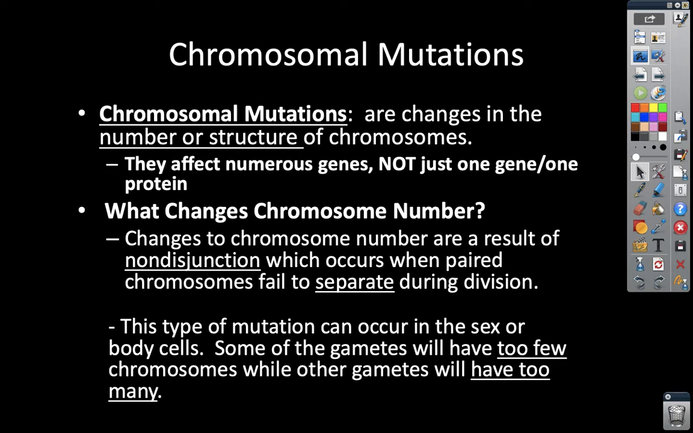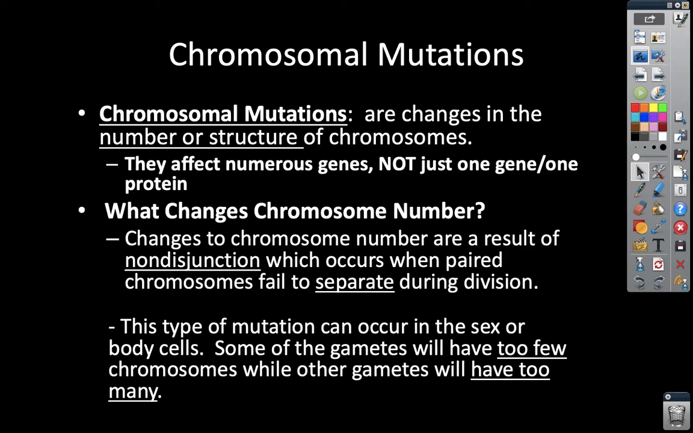So we're going to look at the two different categories of chromosomal mutations a little more closely. First, we're going to look at changes to chromosome number, and then we'll look at changes to chromosome structure. So ultimately, changes to chromosome number are caused by something called non-disjunction. And ultimately, non-disjunction just means the failure of chromosomes to separate. Now, this failure to separate occurs during anaphase of either mitosis or meiosis.